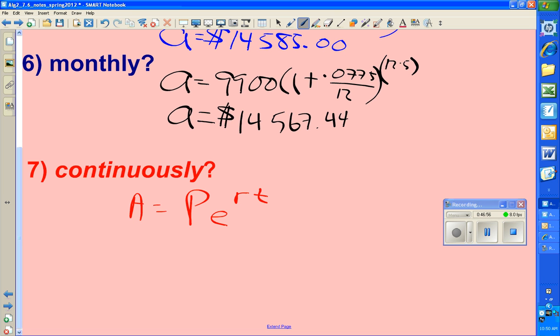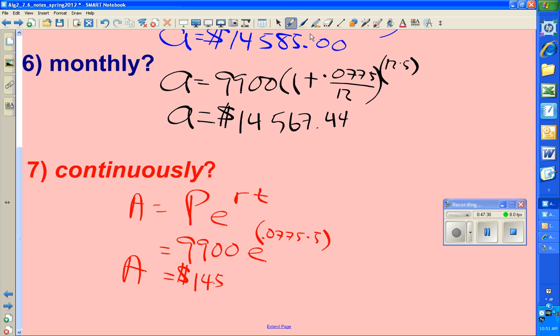See if you can figure out how much your investment is worth using the PERT formula, 0.0775. Make sure you use your parentheses correctly and see if we're all getting the same final amount. It should be close. It's not going to be that much different. Five. And how many cents? 6.